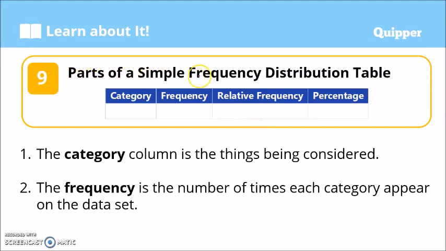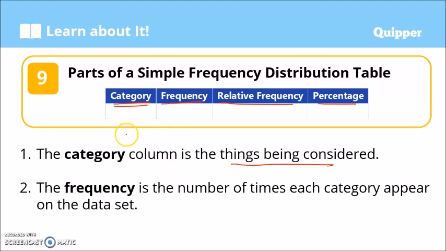Okay. May parts tayo ng isang simple frequency distribution table. It has these 4 parts. We have the category, yung variable, yung frequency, relative frequency, and percentage. Ano kaya kaibahan ng dalawa? Frequency and relative frequency. Let's find out. Unang-una yung category. This column contains the things being considered. Okay, the things being considered. Halimbawa, if your variable is gender, so female and male.